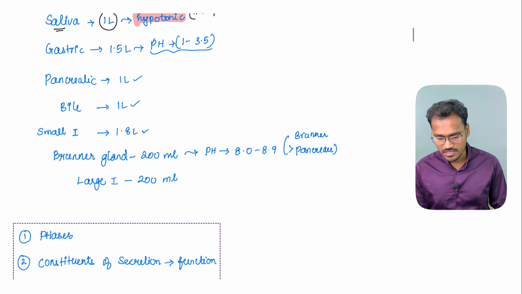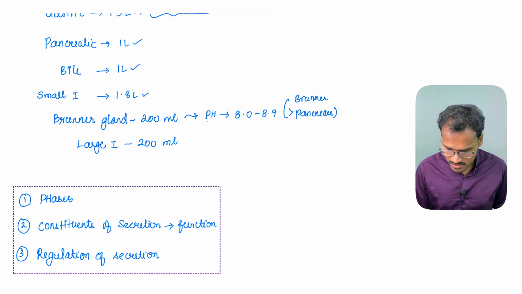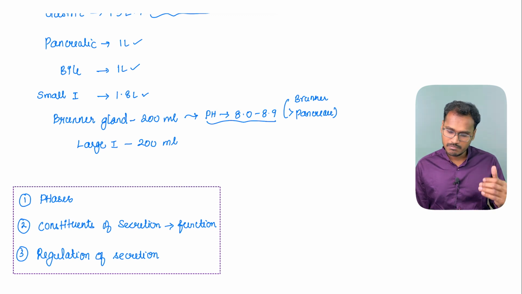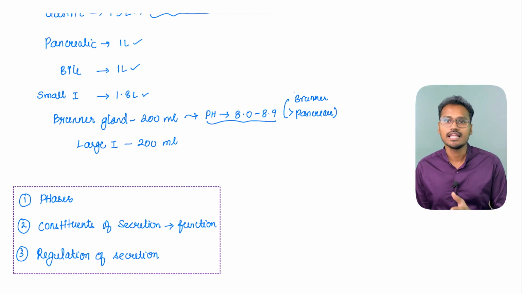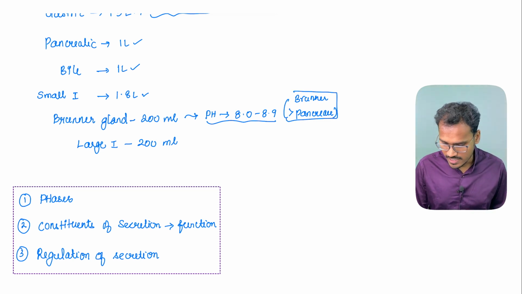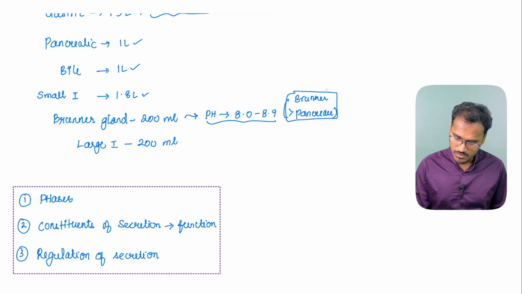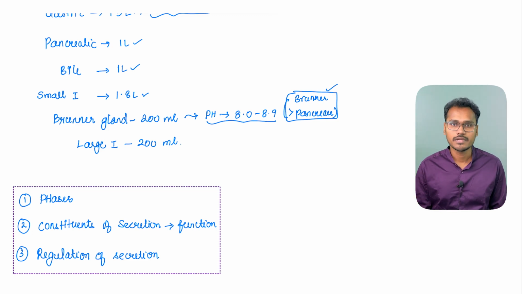And there is a special gland, Brunner's gland, which secretes 200 ml, but the pH of this one is 8 to 8.9. The pancreatic secretion is also mostly alkaline, but the Brunner's secretion is much more alkaline than the pancreatic secretion. So if they ask you which gland secretes the most alkaline, then go for pancreas, but if they ask you in general and Brunner's is given in the option, then go for Brunner's, because it is much more alkaline than the pancreatic. And acidic, obviously, is the gastric secretion.